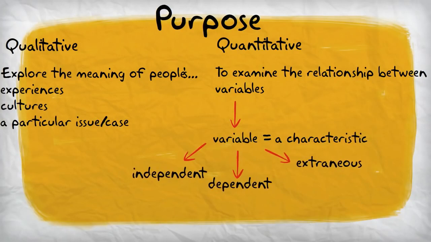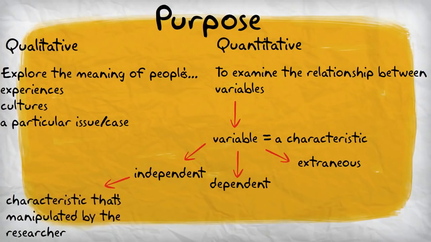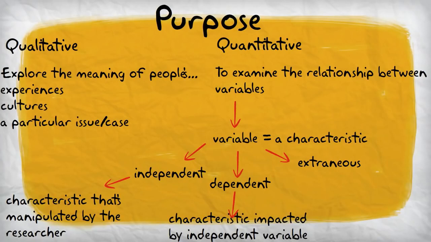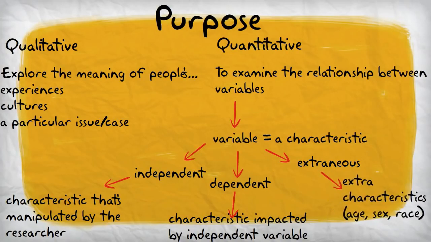But for this class, we're going to learn about three kinds of variables: independent, dependent, and extraneous. Independent variables are variables or characteristics that are manipulated by the researcher. Dependent variables are characteristics that are impacted by that manipulation of the independent variable. Extraneous variables are variables that are extraneous to what the researcher is really trying to focus on, and they're usually demographic information such as age, sex, race, ethnicity, things like that.